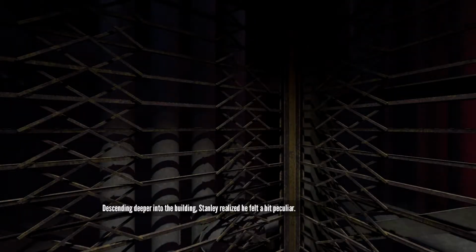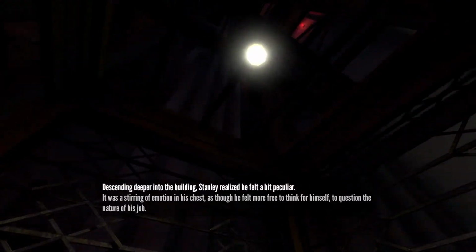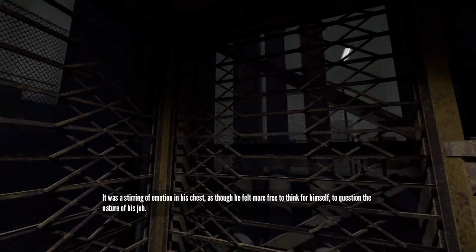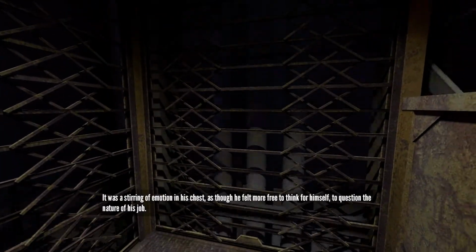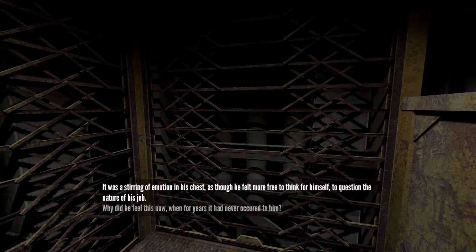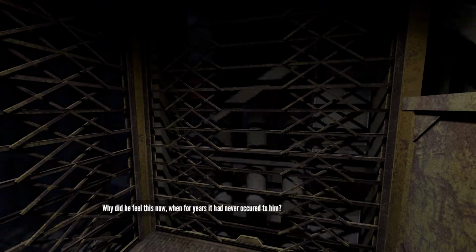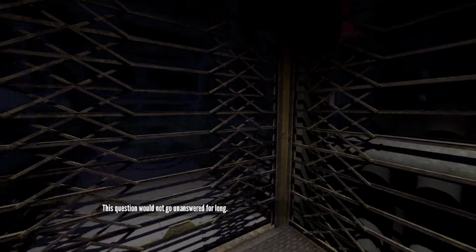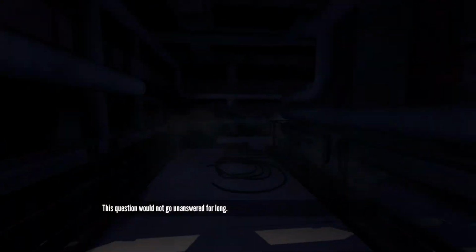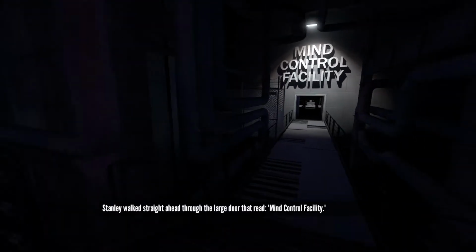Descending deeper into the building, Stanley realized he felt a bit peculiar. It was a stirring of emotion in his chest, as though he felt more free to think for himself, to question the nature of his job. Why did he feel this now, when for years it had never occurred to him? This question would not go unanswered for long. Stanley walked straight ahead through the large door that read, Mind Control Facility.